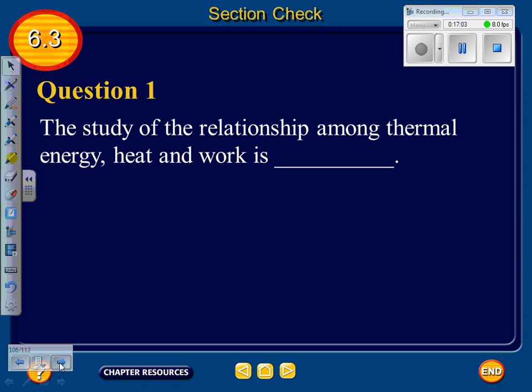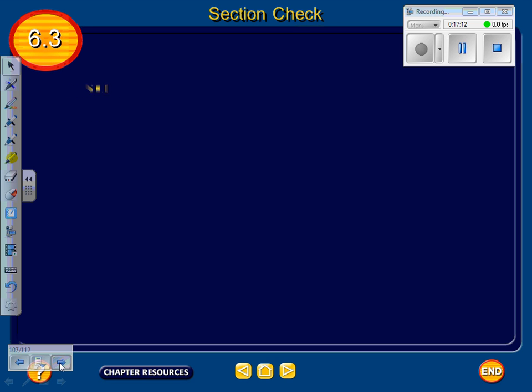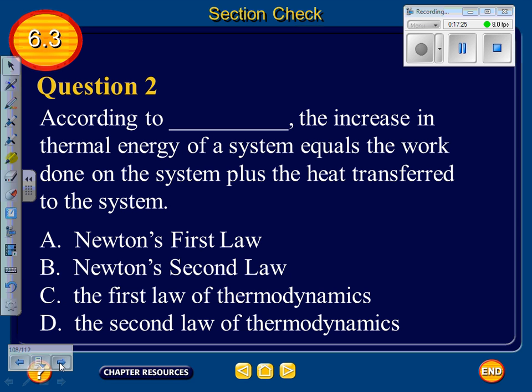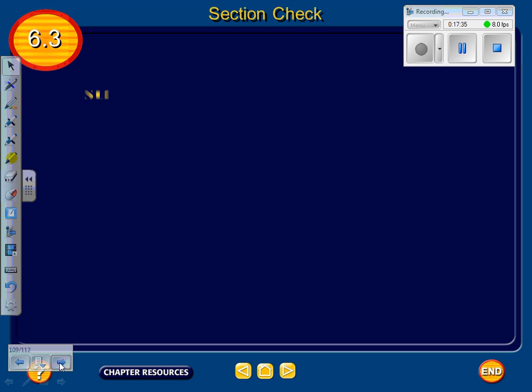Question 1. The study of the relationship among thermal energy, heat, and work is thermodynamics, letter D. Question 2. According to blank, the increase in thermal energy of a system equals the work done on a system plus the heat transferred to the system. This would be the first law of thermodynamics. Doing work on a system is a way of adding energy to a system.